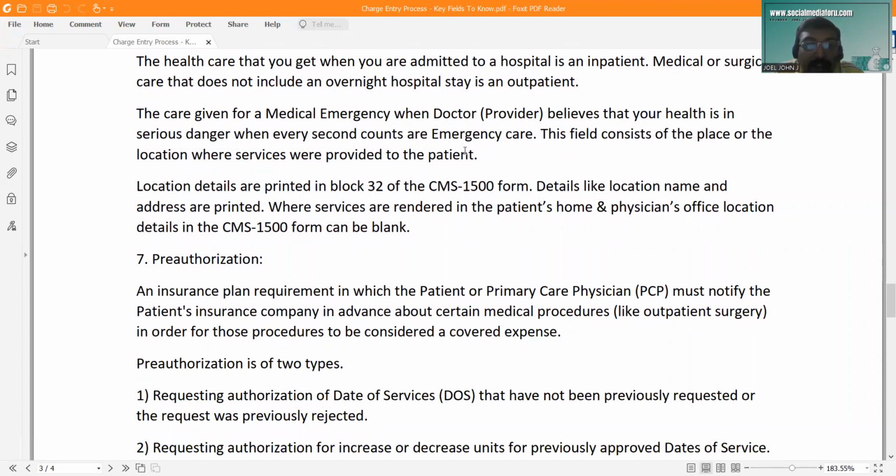Care given for a medical emergency, when the doctor or provider believes that your health is in serious danger, when every second counts, is emergency care. So this is a definition for emergency care. This is also very important.